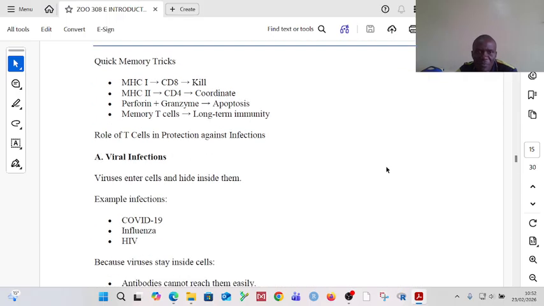So, up to that particular point, we've dealt with the T cells, what they do. We've looked at the MHC to some extent. Okay? I'll stop there. Then in my next video, I'll begin dealing with what exact role the T cells play in offering protection against infections. Okay. Then from that point on, we'll continue looking at other aspects.